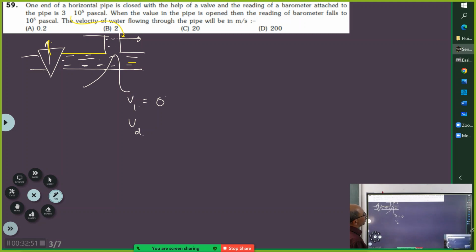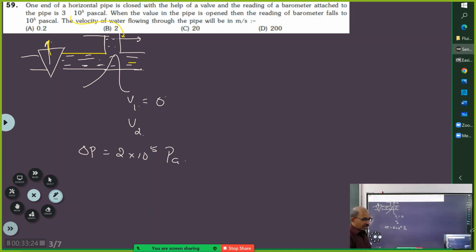Whatever the reading of the barometer attached is 3 into 10 to the power 5. When the valve of the pipe is open, the reading of the barometer falls to 10 to the power of 5. That means there is a difference of how much? 2 into 10 to the power of 5. So delta P is 2 into 10 to the power of 5.